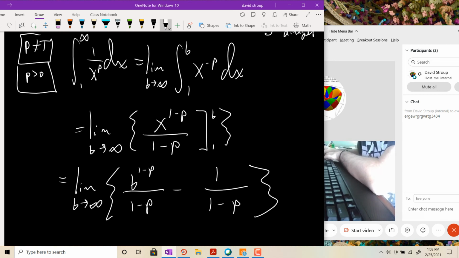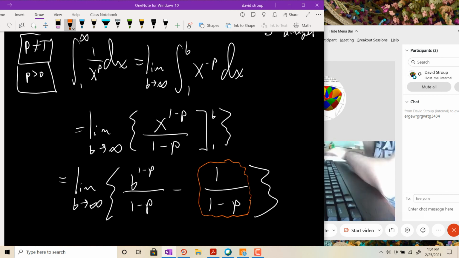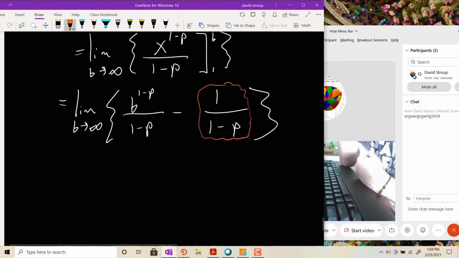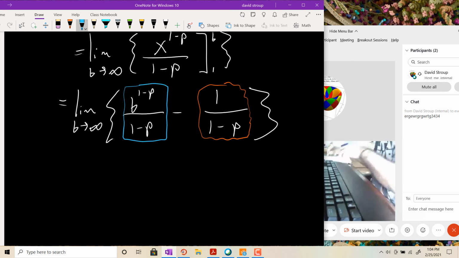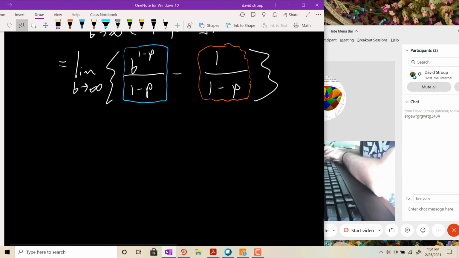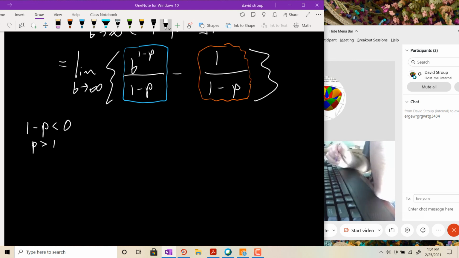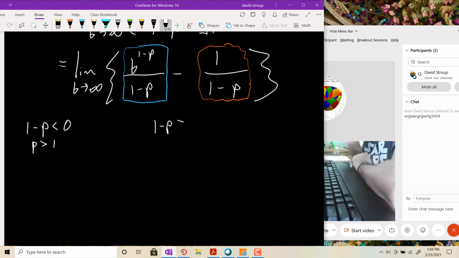This second part that I'm circling in red is finite, so it's not really going to affect the limit. The thing that affects the limit is this part in blue, and there are two cases there. The first case is when 1 minus p is less than 0, in other words, when p is greater than 1. The other case is when 1 minus p is greater than 0, in which case p is less than 1, and of course p is greater than 0.